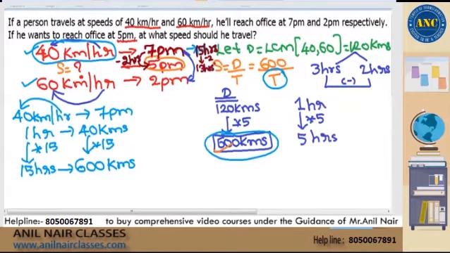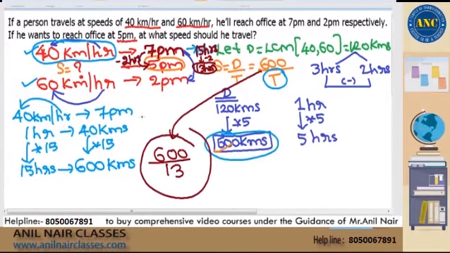2 hours less than 15 hours means how much? 13 hours. So speed will be equal to 600 by time. For 5 p.m., how many hours would I have traveled? 13 hours. So 600 by 13 kilometers per hour, right? I believe that everyone who is watching this video has understood this logic, which was already discussed in my previous lecture. I hope it is clear, sir.